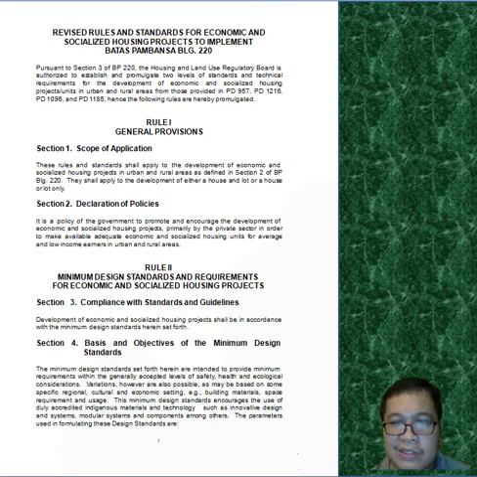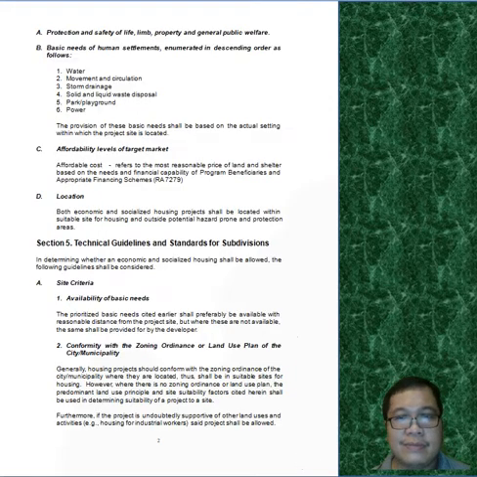The parameters used in formulating these design standards are: A, to protect the safety of life, limb, property, and the general public welfare. So this design standard should advocate protection of life and limb. What does it mean? It should protect life.